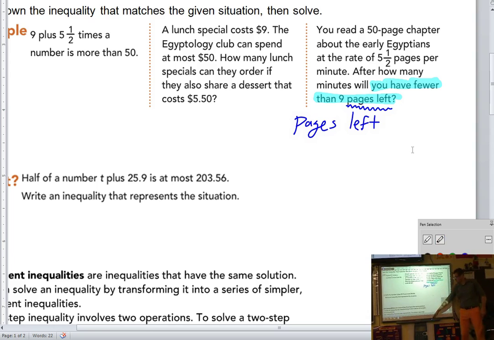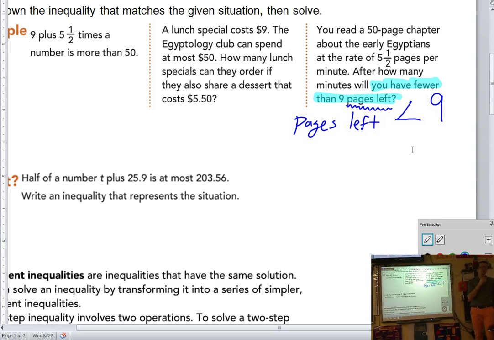So I want my pages left. That's like an unknown number. Well, it compares to 9. What symbol compares these two is what we're trying to figure out. If I want to talk about the pages I have left being fewer than 9, wouldn't it be less than? Yeah, it's going to be that your pages left are less than 9.